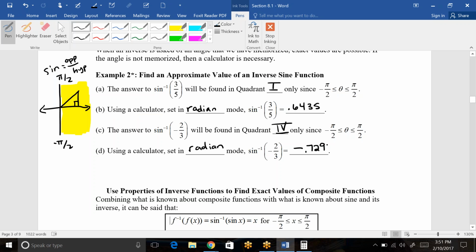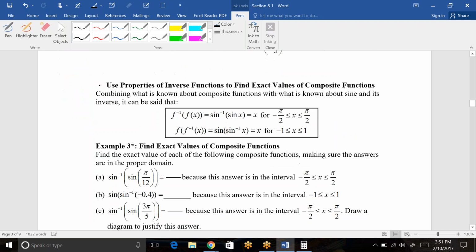Okay. And again, these really should be approximates. If we don't know the specific ratio that's in our inverse, that's when we use the calculator. If the ratio inside here is a half, or square root of 3/2, or square root of 2/2, or a 1, we should know the values that go with those because those are on the unit circle. So it just depends on what they're looking to ask.